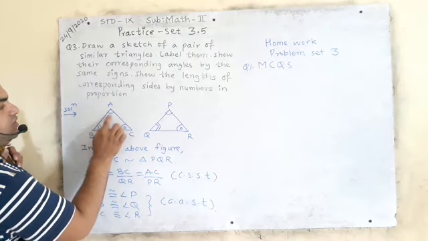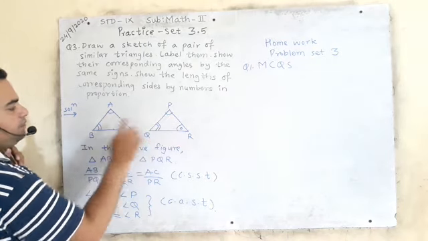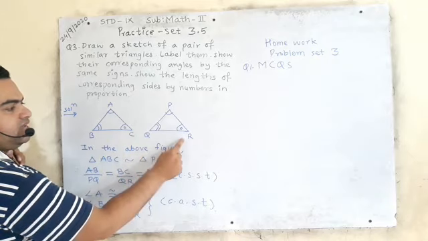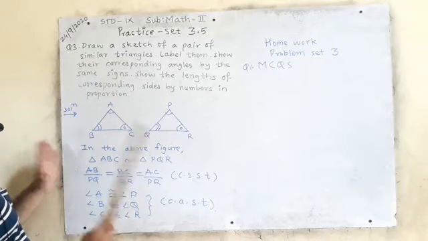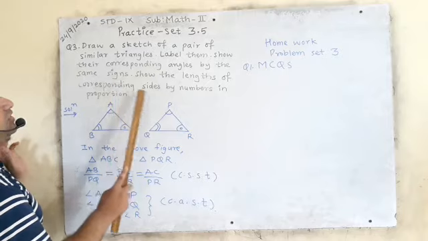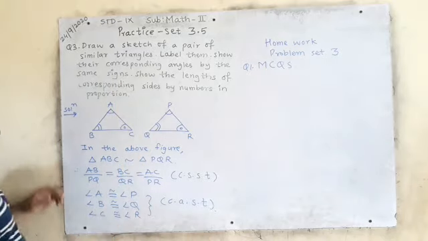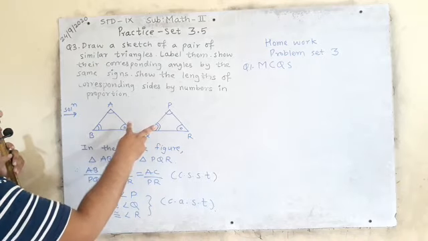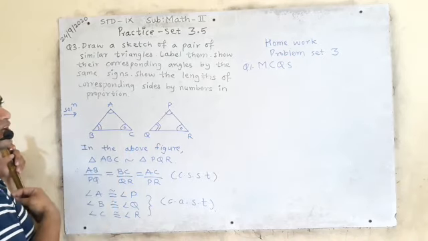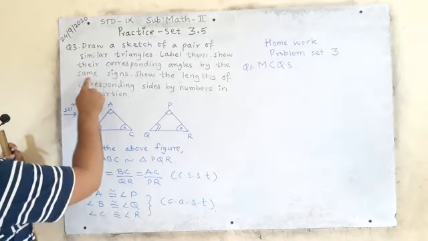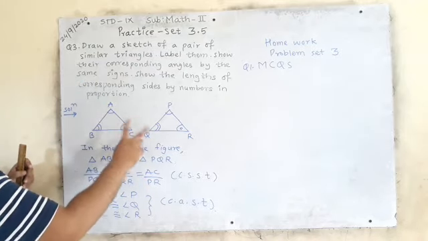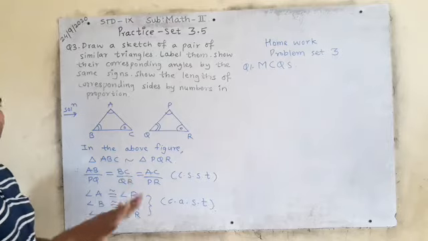Can you see the symbol? Angle A is congruent to angle P, angle B is congruent to angle Q, and angle C is congruent to angle R. This is the same signs. Show the lengths of the corresponding sides by numbers in proportion. So first we will sketch. First we will draw two triangles. We will name them according to our own choice, and we have to give some same signs to show that these two triangles are similar to each other.